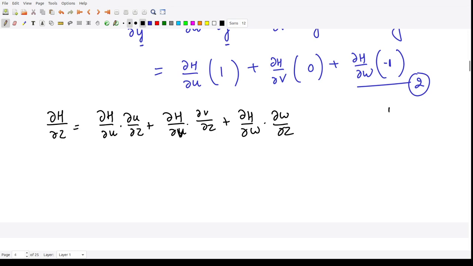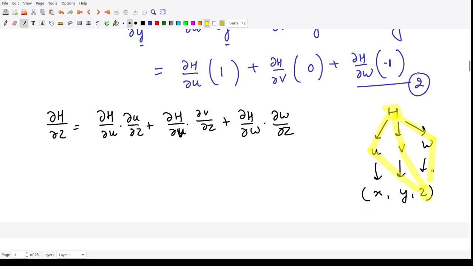If it is not clear, let me draw it again. h depends upon u, v and w, and these depend upon x, y and z, and we wanted to reach from the point h to the point z. So one possible way is you go to u, then go to z. Another way is you go to v, go to z, or go to w, go to z. So these are the three possible paths. So that means we have this as the expression.